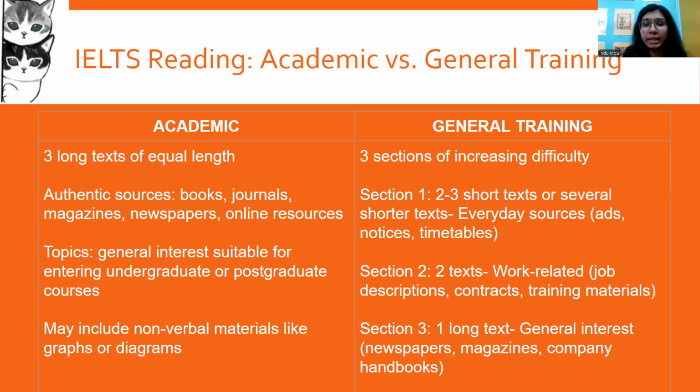Now, the general training tests come from everyday sources. Section 1 uses materials you would encounter in daily life. Section 2 is focused on workplace documents. And Section 3 uses longer texts similar to those in magazines or company handbooks. All right.